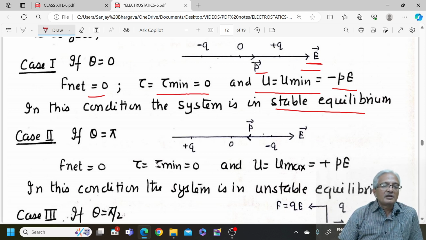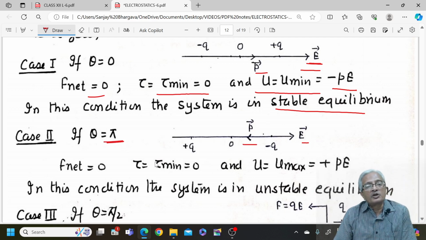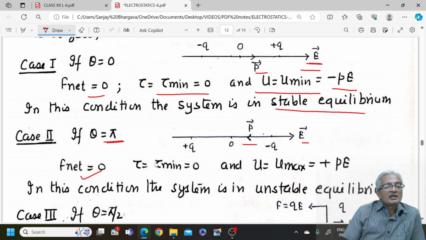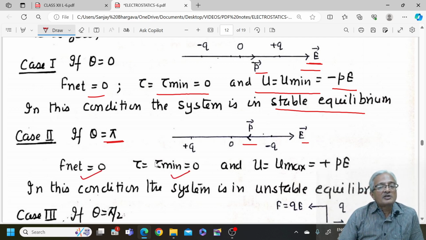Now in the second option, theta can be equal to pi. In that case, the direction of the electric field and the dipole moment are opposite to each other. In this case, still the net force is 0 and the torque is 0, but the potential energy is maximum, plus PE.